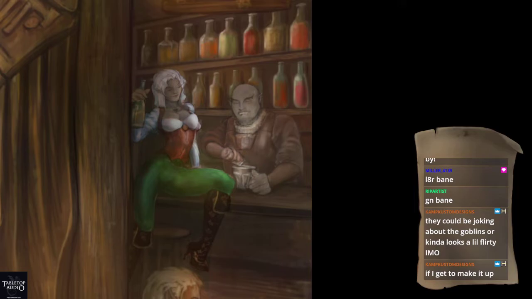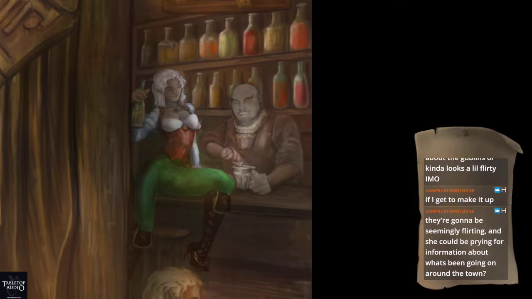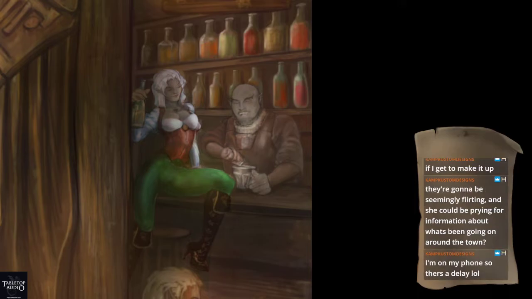And it could just be a quick thought. You could just rapid fire some stuff out. What is your gut feeling? What's the first impression that you get? They're going to be seemingly flirting, and she could be prying for information about what's going on around town. Right? You asked the bartender. No, I got you, Camp. It's fine. I appreciate you playing along.